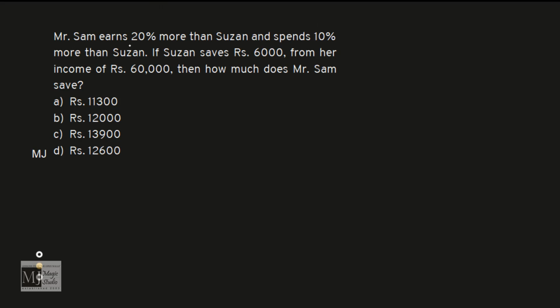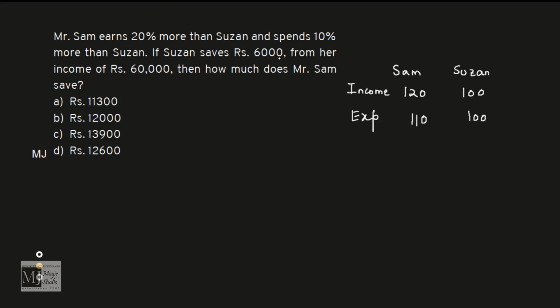Mr. Sam earns 20% more than Suzanne. So we have Sam and Suzanne. As far as income is concerned, Mr. Sam earns 20% more than Suzanne. So if Suzanne is earning like 100, Mr. Sam would be earning 120. And spends 10% more than Suzanne. So as far as expenditure is concerned, if Suzanne's expenditure is 100, Sam's expenditure is 110.